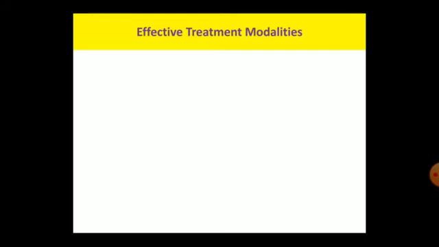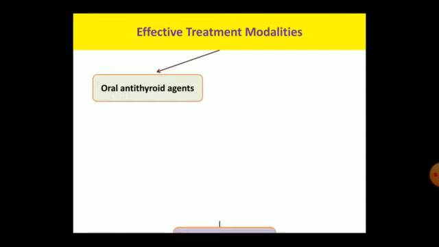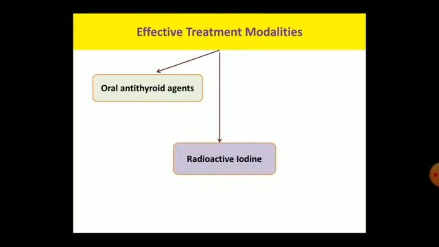So now, effective treatment modalities. Here I have not used the drug groups. The reason is that there are 3 different treatment modalities available. It is a different scenario: oral antithyroid drugs are available, then radioactive iodine is also available, and surgery is also available. Each of these 3 treatment modalities has its own advantages and disadvantages.